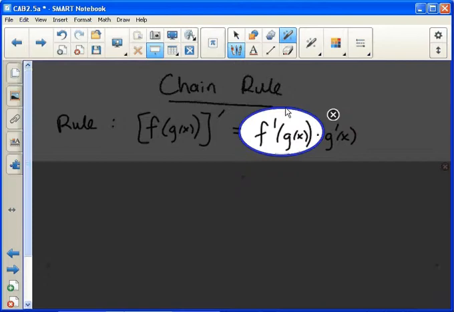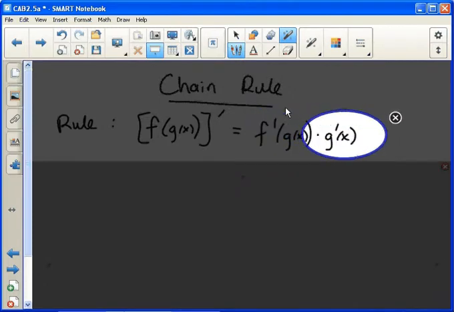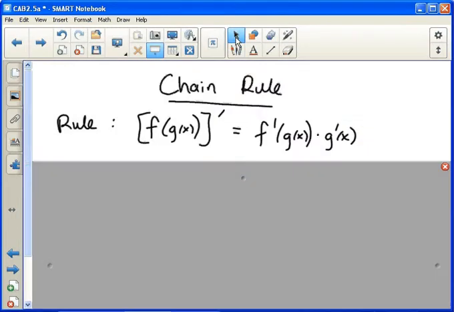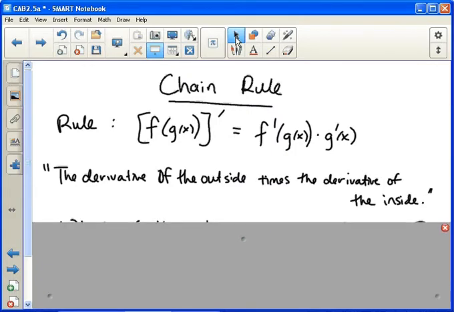So we take the derivative of the outside function, but if you notice, we leave the inside alone. It's still just g of x on the inside. So you take the derivative of the outside and leave the inside alone. Then, you look at this part, we multiply that by the derivative of just the inside. So the simple way to say this is derivative of the outside times the derivative of the inside.